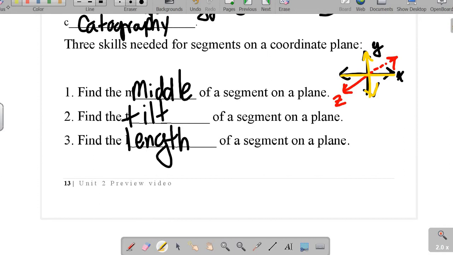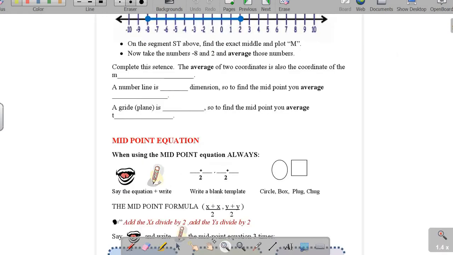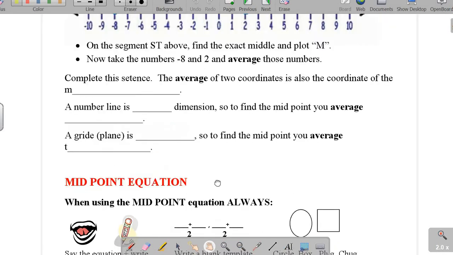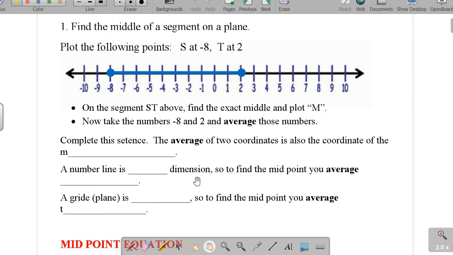On this grid system, you need to be able to find the middle of a segment on a plane, the tilt of a segment on a plane, and the length of a segment on a plane. The middle, the tilt, and the length. First, we're going to talk about notations.